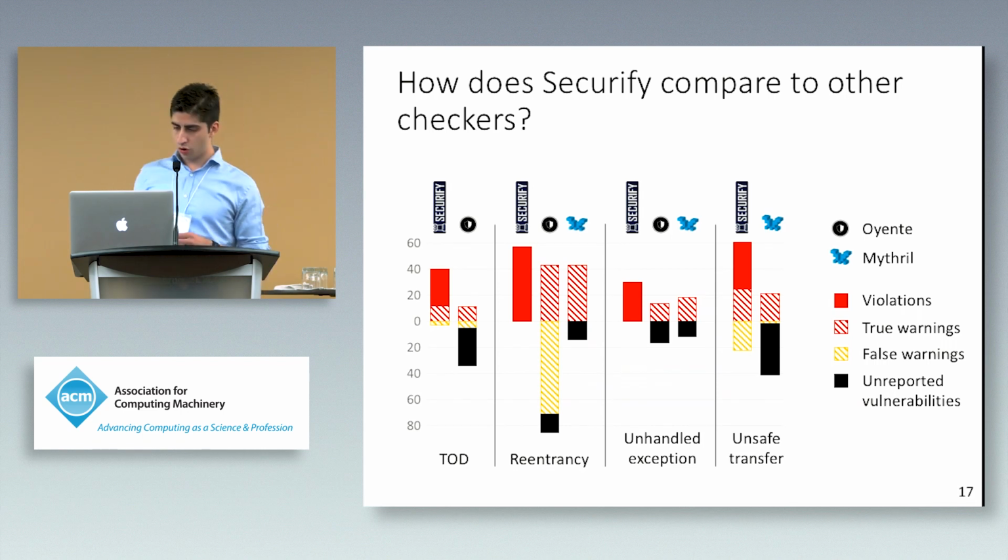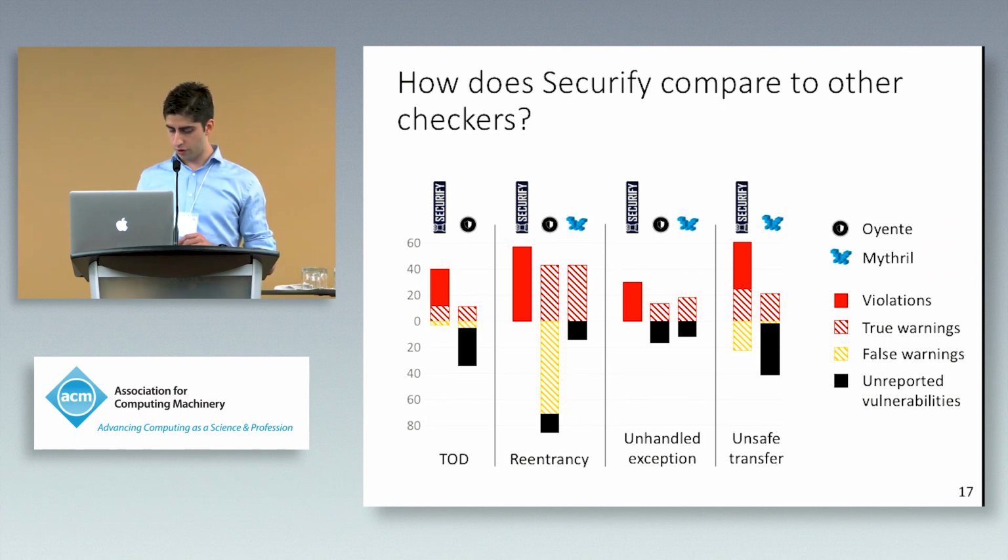Here I show you how we also ran 2 other systems. We ran Oyente and Mithril, which are systems based on symbolic execution. We consider 4 different properties because these were properties that were supported by these systems. One thing to note here is that there's also this other segment, the black segment, which indicates vulnerabilities that were not reported by the tools. This was important because these other tools can also have unreported issues.